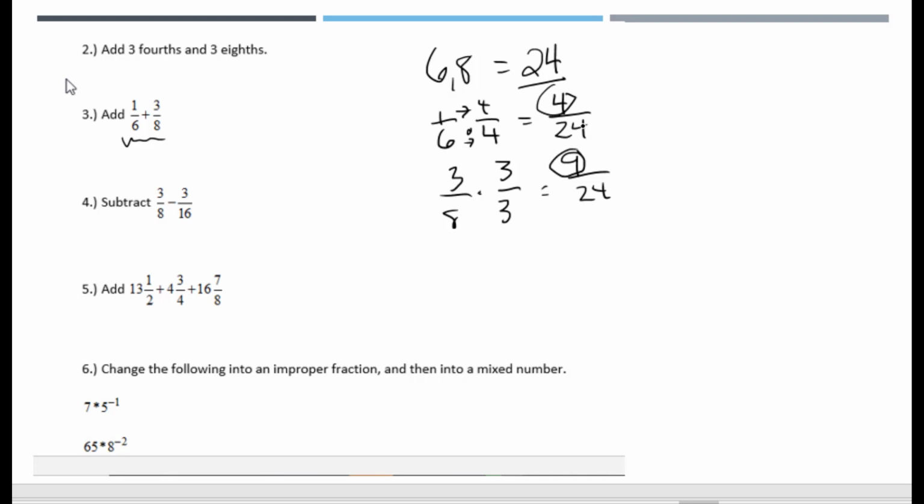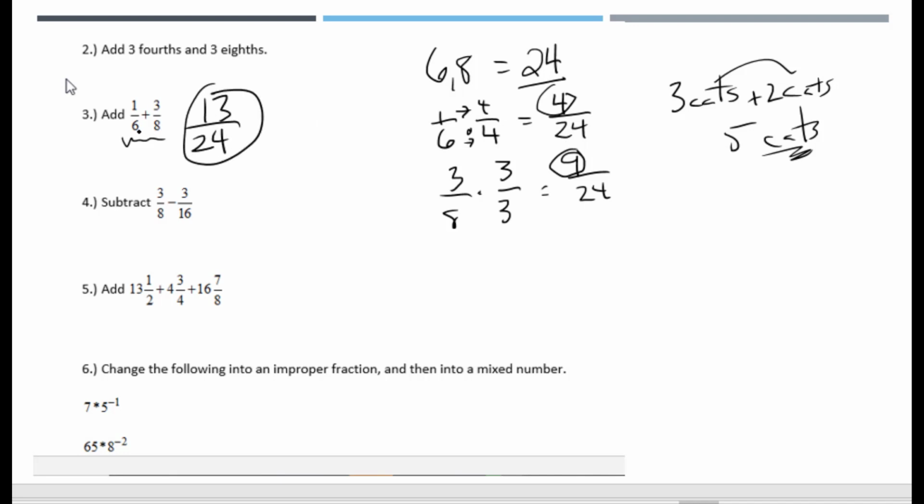I don't add the 24ths. That's what it is, right? When you add 3 cats plus 2 cats, you get 5 cats. You don't add the cats and get cats squared or whatever. Same here. So I'm going to have 13 24ths as my answer. Notice I did not add these things. I changed them so that I could get the same unit.